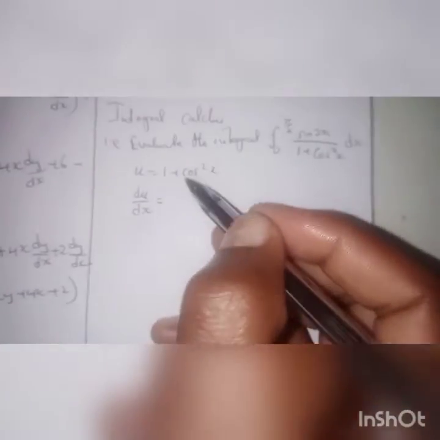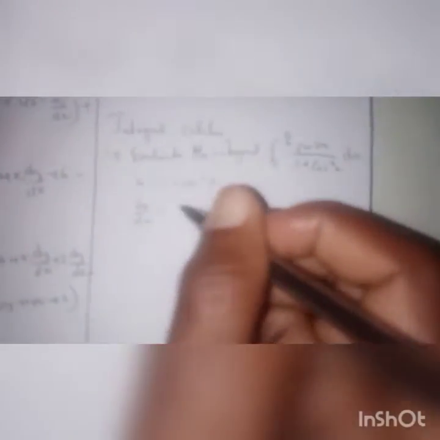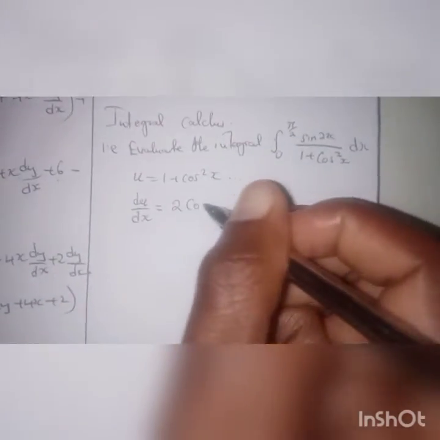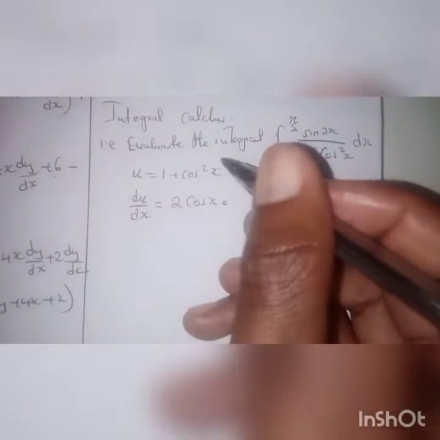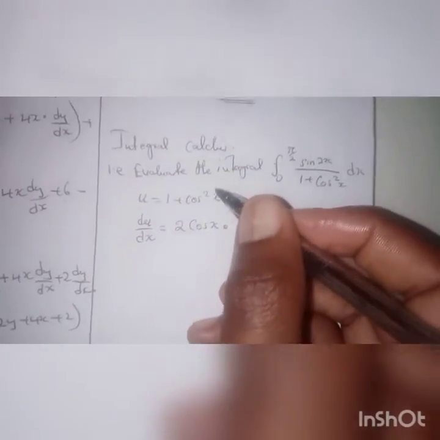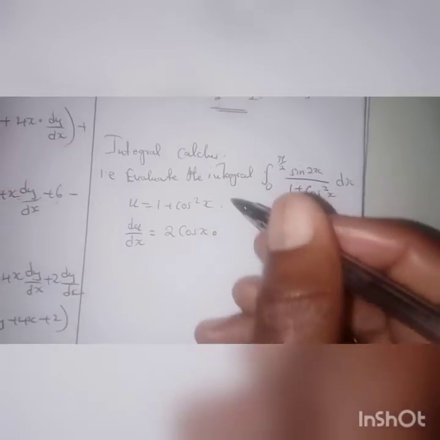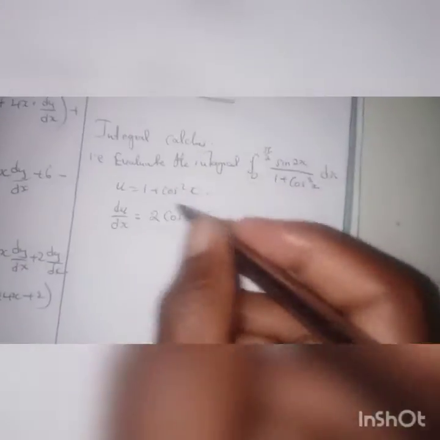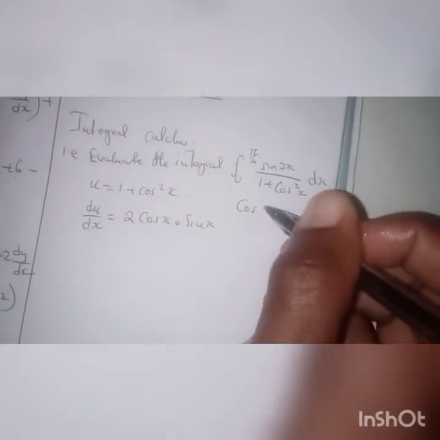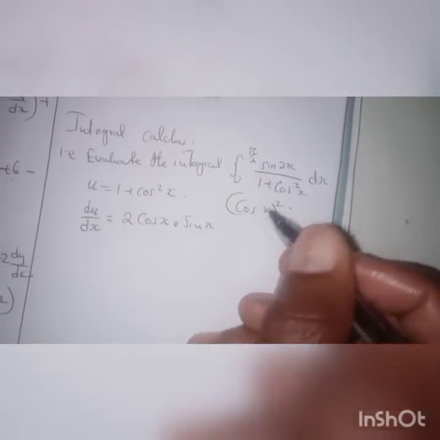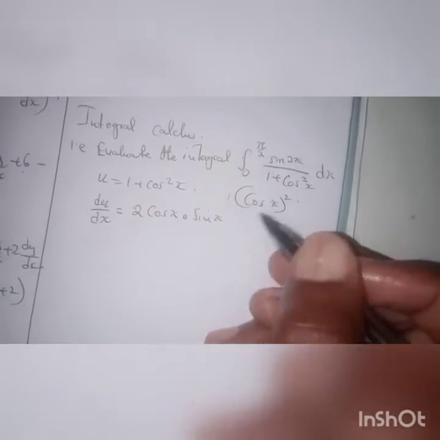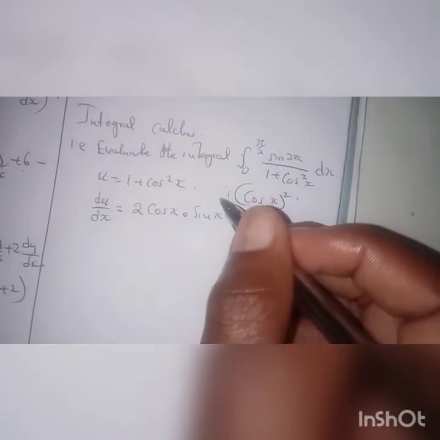0 because it's a constant, and the derivative of cos 2x, it will be first the derivative of the whole function, which is 2 cos x multiplied by the derivative of cos x, which is sin of x. Cos squared x can be written as cos of x squared. Therefore, the derivative of the outer function will be 2, we multiply by 1. The coefficient of the whole function is 1.